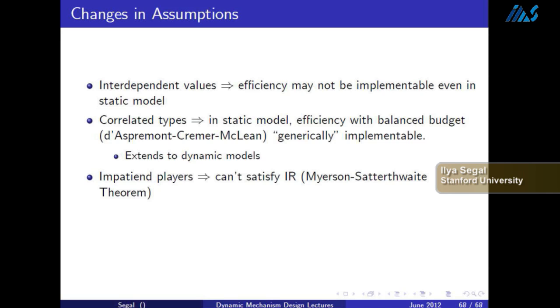Impatient players. Yeah, so I guess it was late last night when I wrote it. Okay, so of course, now what about participation constraints? Well, we know participation constraints in general cannot be satisfied. So remember the Myerson-Satterthwaite theorem. So in the static model, you cannot guarantee that you satisfy participation constraints. Of course, that's with balanced budget. Yes, right, exactly.